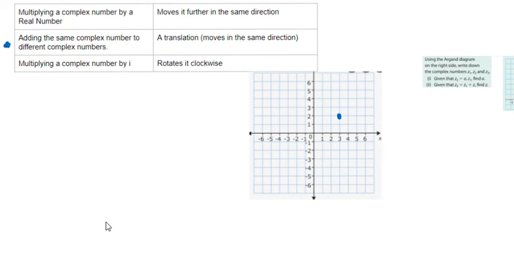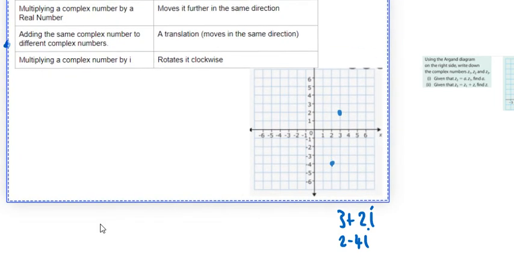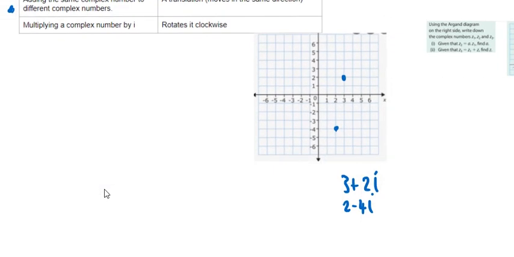Let's look at the second one here, which is adding. If you look back to the first one, it moves the number further in the same direction. That's the thing you need to remember. The second one is adding the same complex number to different complex numbers. We've got one complex number down here, 3 plus 2i. Let's put down another one, 2 minus 4i. And then we'll do one more, over here: minus 3 minus 3i.